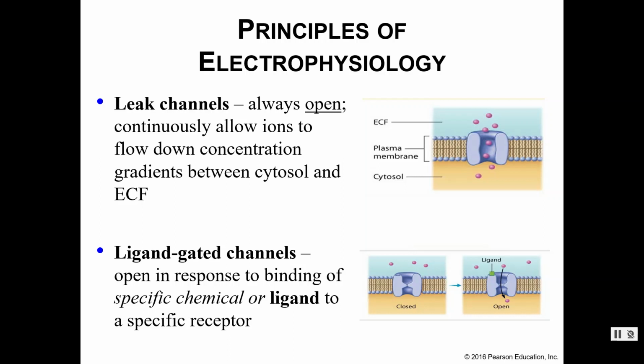Leak channels are always open. You can see in our picture there is really no gate to close, even if we wanted to. The ions will continue to flow down their concentration gradient between the cytosol and the extracellular fluid. They just go back and forth depending on where the higher concentration is. So if we start with a high concentration outside the cell, they'll flow inside the cell. If we build up a high concentration inside the cell, then the ions will flow outside of the cell.